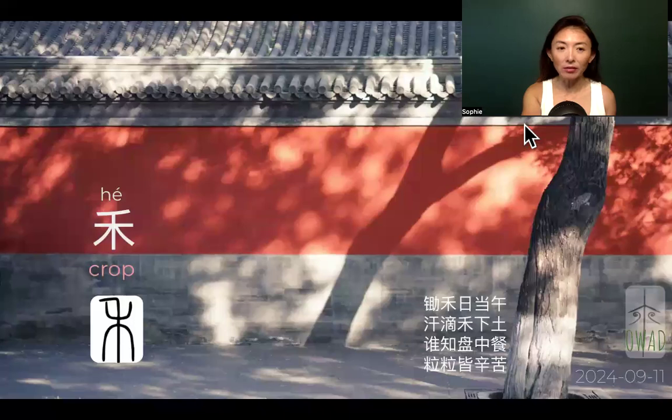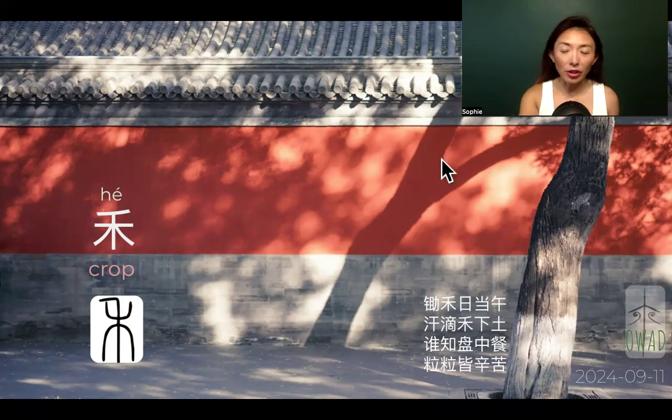Today's expression, or actual character, 和. This in general just means crop. And given the Chinese geographical feature, the crops over there mostly are grain crops, either rice or wheat, and that's the main food. Chinese as a culture is a high carb consumer.